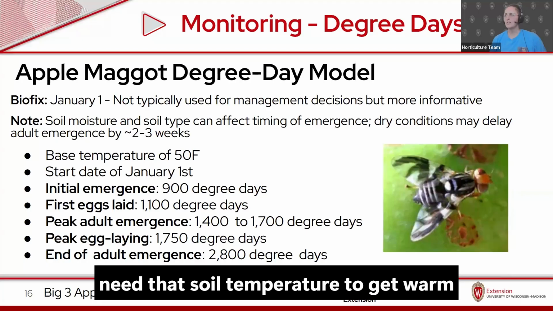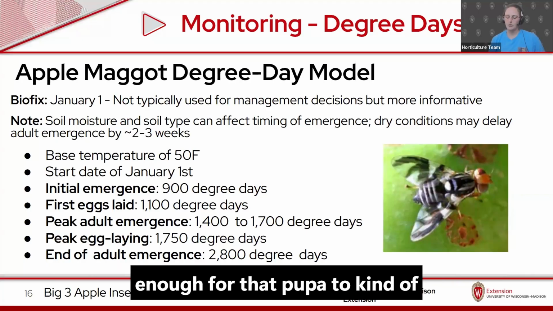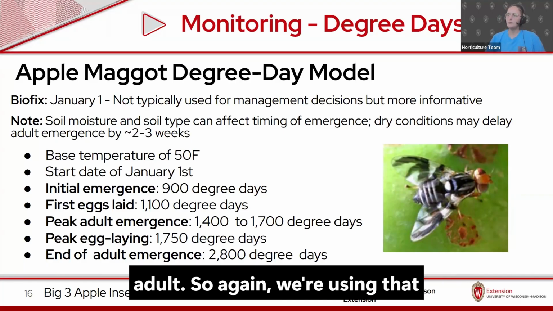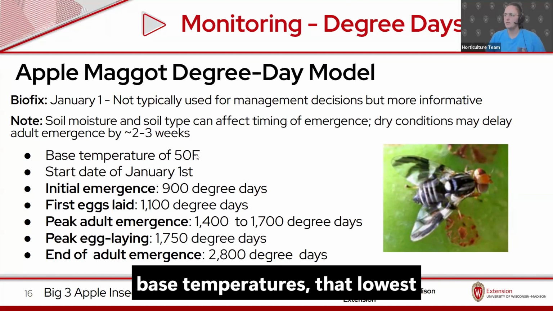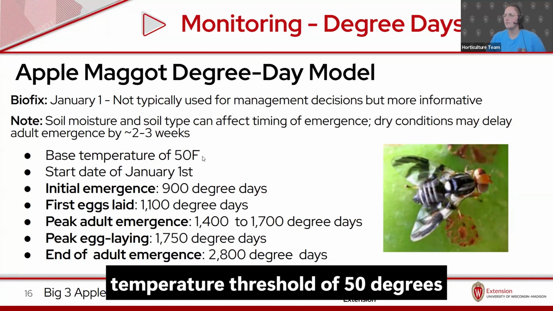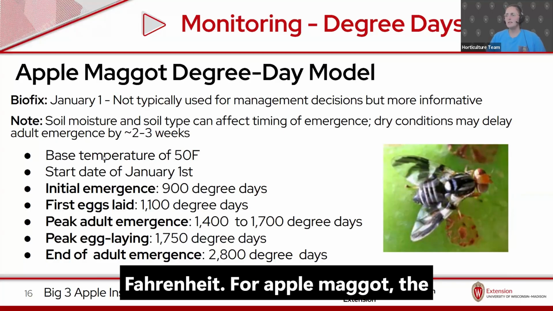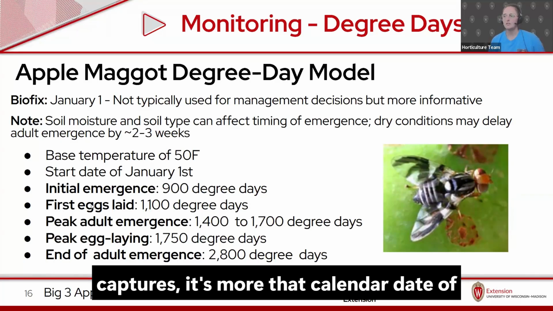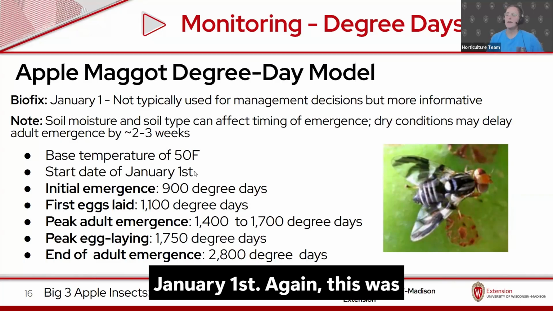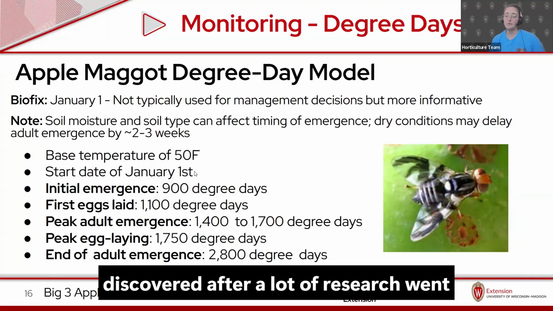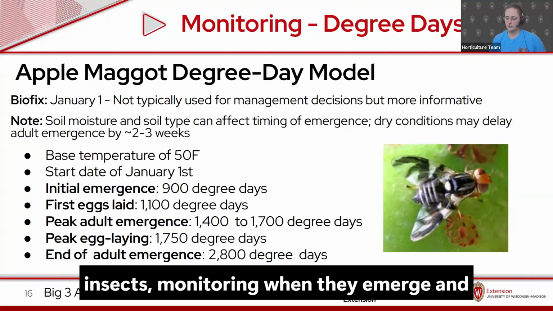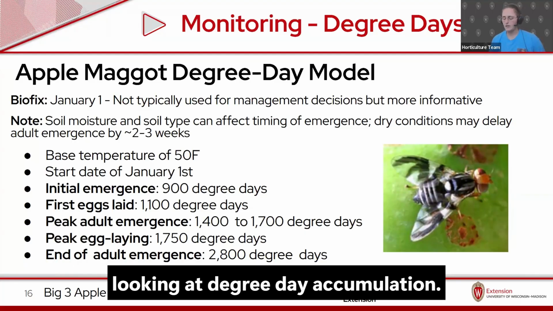You really need that soil temperature to get warm enough for the pupa to finish pupation and then emerge as an adult. So again, we're using that base temperature, the lowest temperature threshold, of 50 degrees Fahrenheit. For Apple Maggot, the biofix or start date isn't trap captures. It's the calendar date of January 1st. Again, this was discovered after a lot of research went into monitoring these insects, monitoring when they emerge, and looking at degree day accumulation.